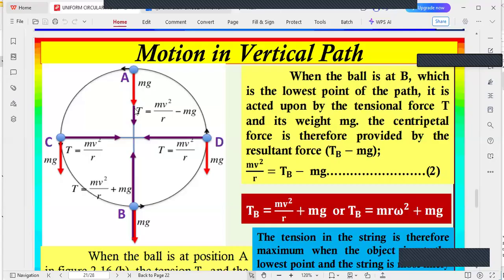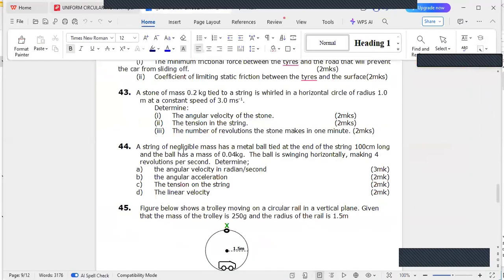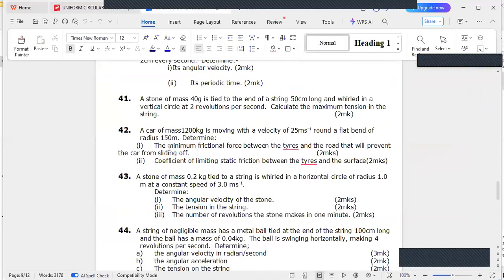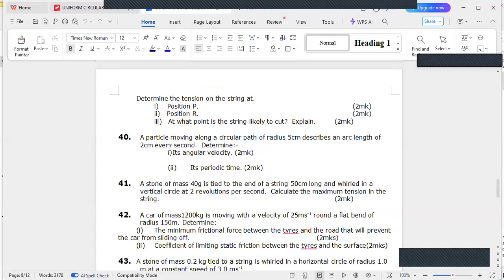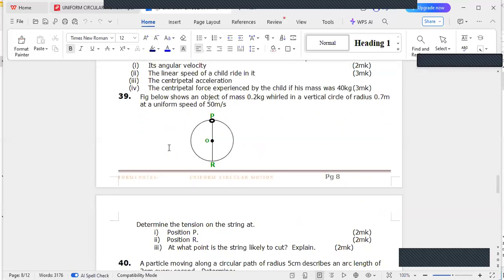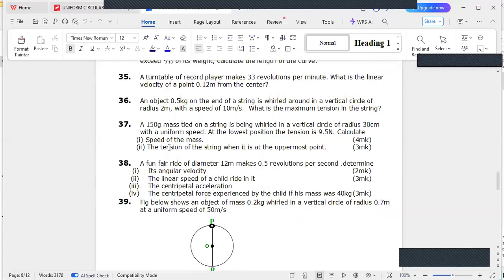Another case applies where we have water in a bucket and you are swinging it vertically. If you don't swing it beyond a certain speed, then the water comes out. That is the minimum speed I'm talking about. So you can find a question asking you to calculate the minimum speed below which water comes out of the bucket. I think I saw that question somewhere. Let me see if I can trace it right now.